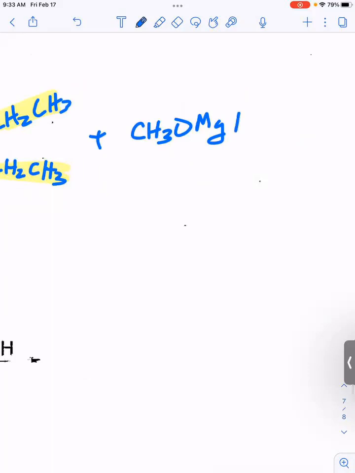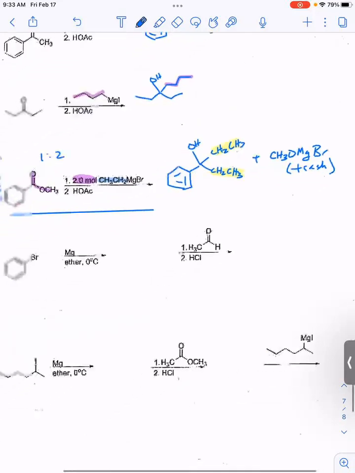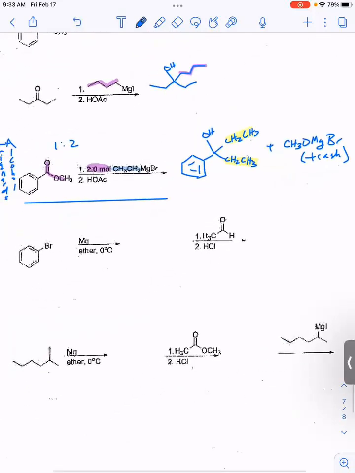MgBr. But of course, this is trash, right? I don't care about that. That is not useful to me at all. So it ends up in the waste. But it helps us to keep track of the atoms and the different things that we lost or gained. Any questions about that?